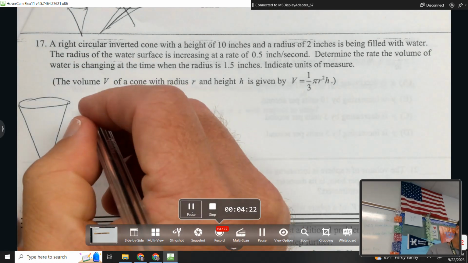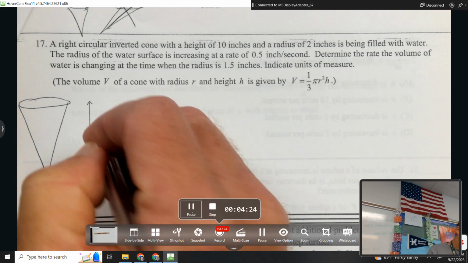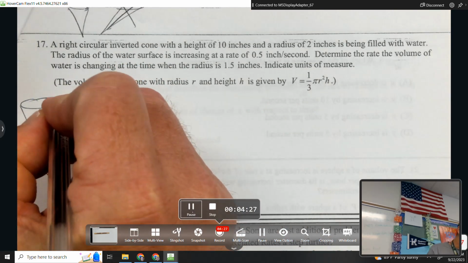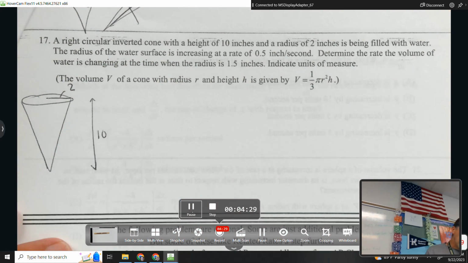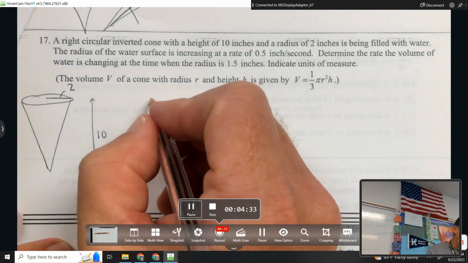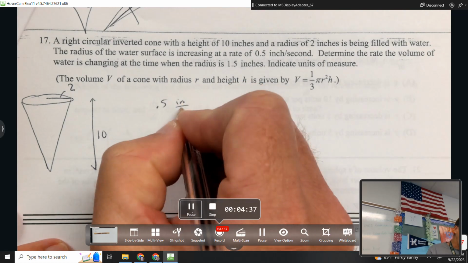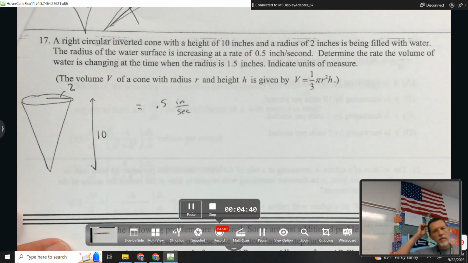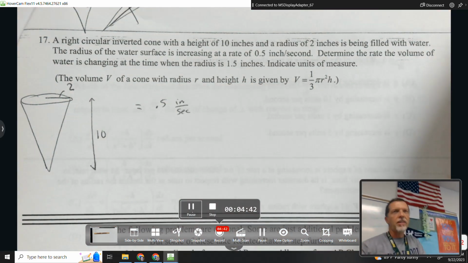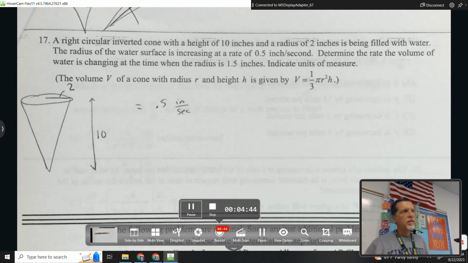So a right circular inverted cone with height of 10 inches and radius of 2 inches is being filled with water. The radius of the water surface is increasing at a rate of 0.5 inches per second. So what is 0.5 inches per second in terms of variables? Braden, help us out. What variable is that? What letter are we going to attach to that?